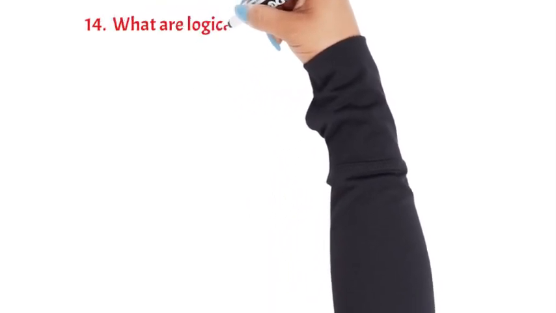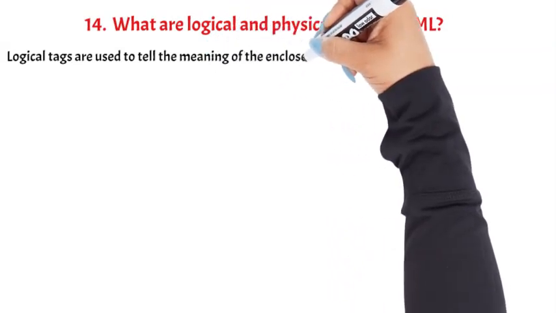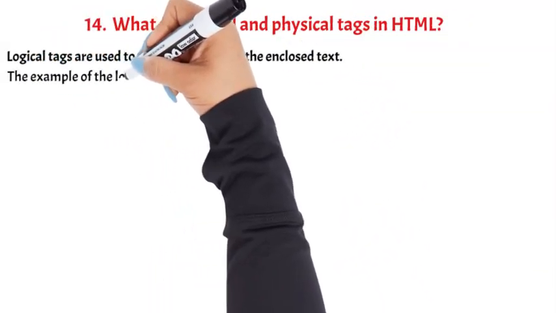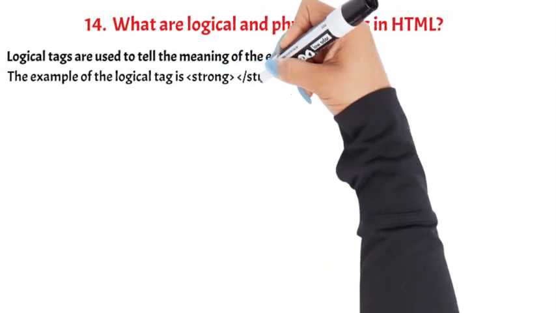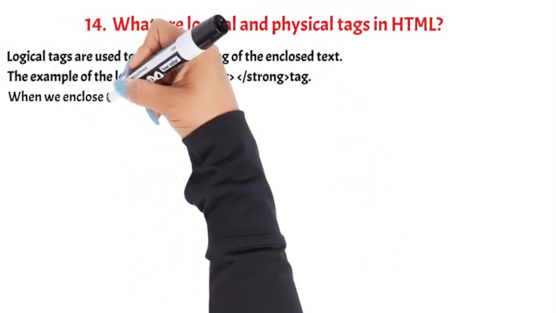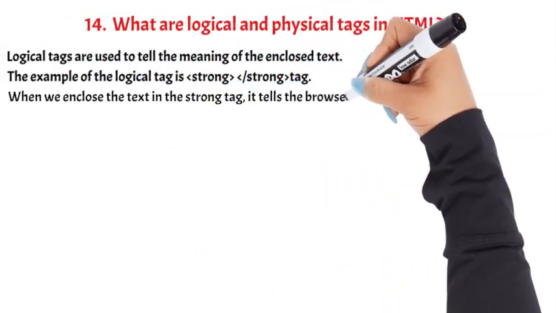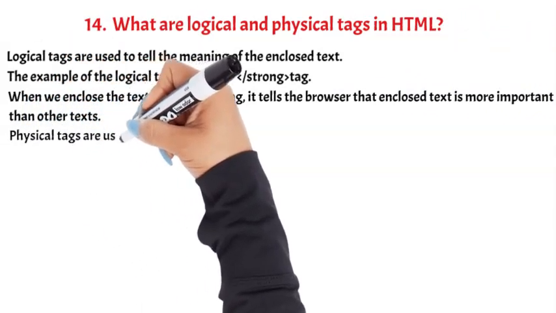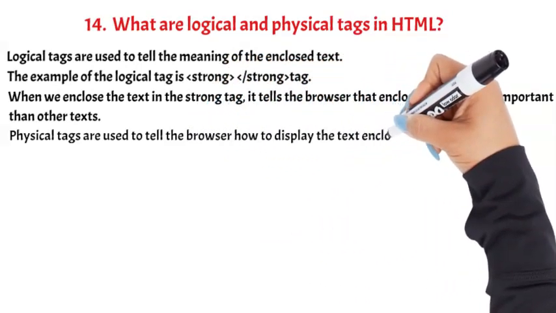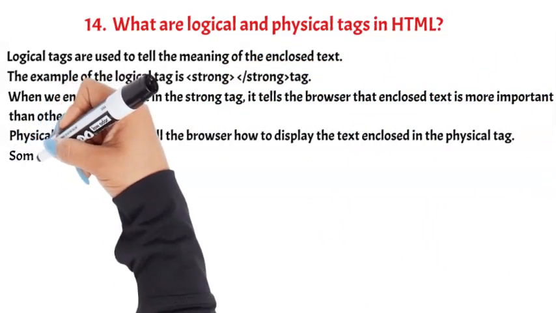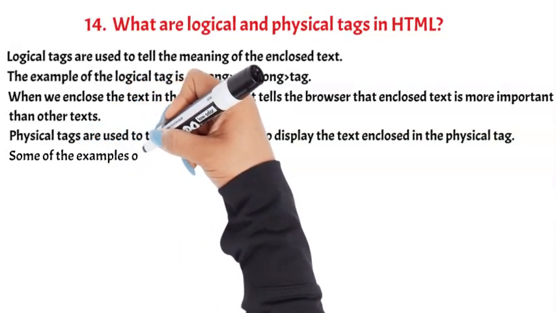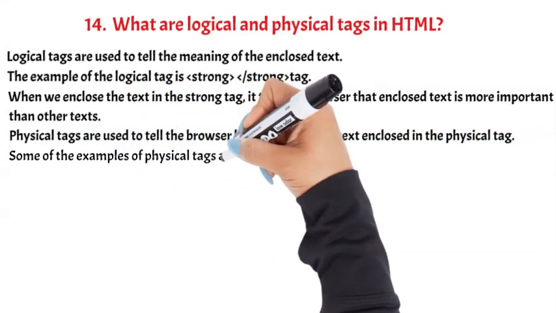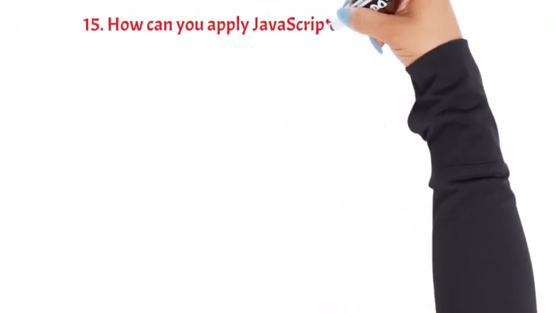14. What are logical and physical tags in HTML? Logical tags are used to tell the meaning of the enclosed text. An example of a logical tag is the <strong></strong> tag. When we enclose the text in the strong tag, it tells the browser that the enclosed text is more important than other text. Physical tags are used to tell the browser how to display the text enclosed in the physical tag. Some examples of physical tags are <b>, <big>, <i>.